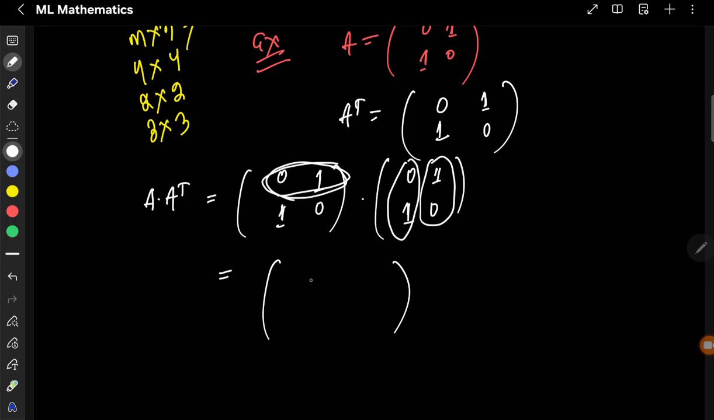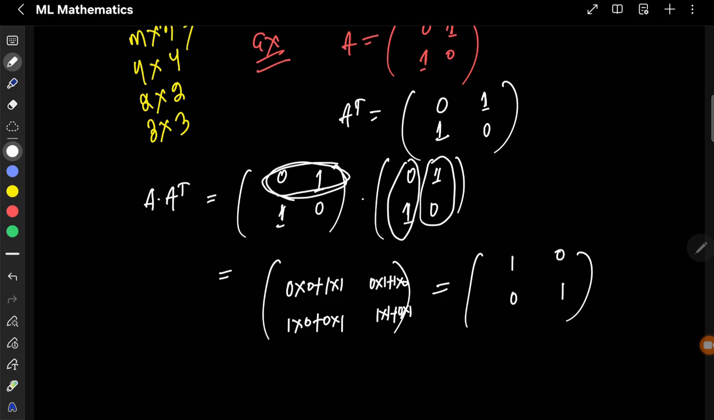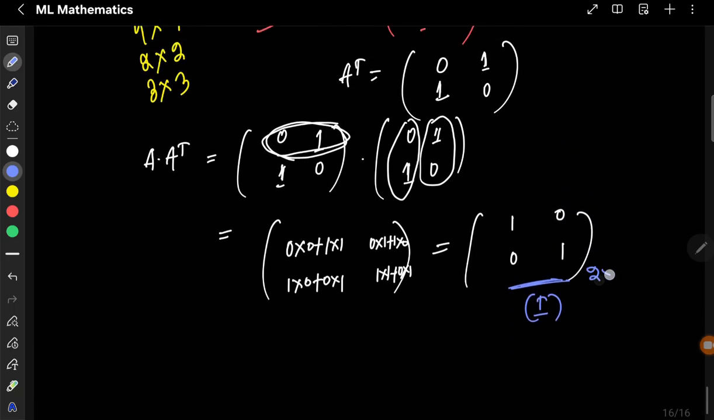So if you find it out, it is nothing but 0 cross 0 plus 1 cross 1. Yes, like that if you figure it out, it will become 0 cross 1 plus 1 cross 0, and then this will become 1 cross 0 plus 0 cross 1, and this becomes 1 cross 1 plus 0 cross 1. It's nothing but 1 0 0 1, and whatever you are seeing right now is nothing but an identity matrix, correct? It's a 2 cross 2 identity matrix.